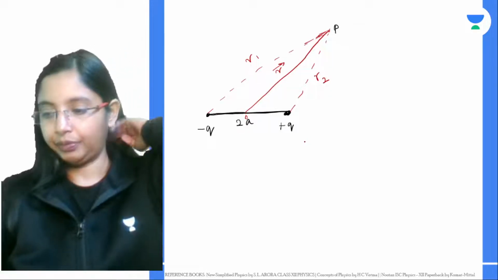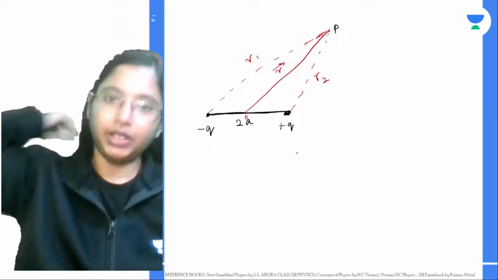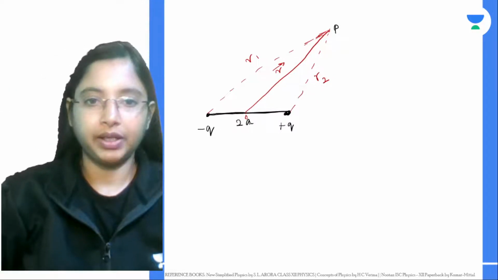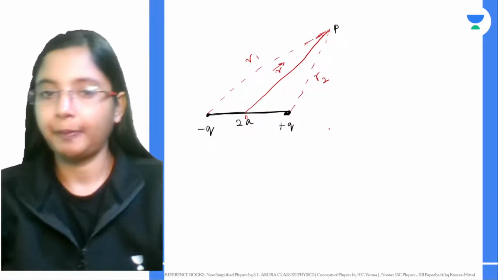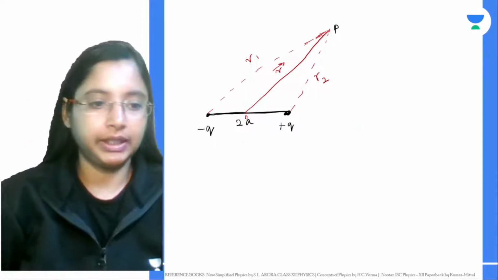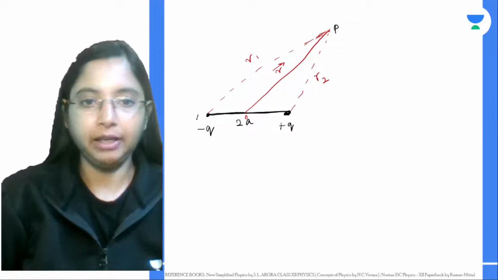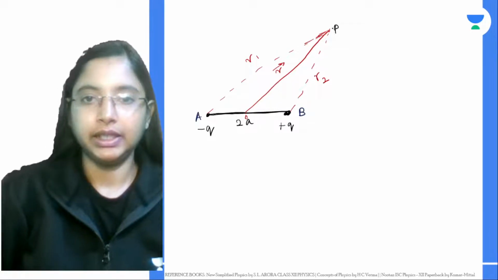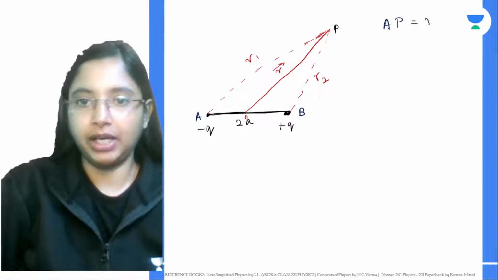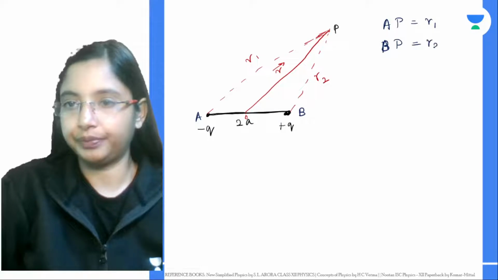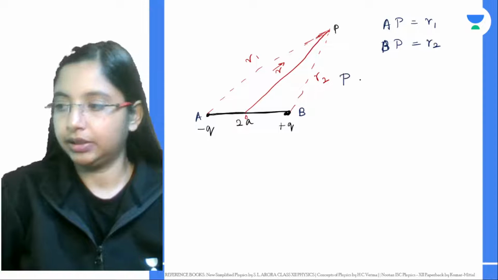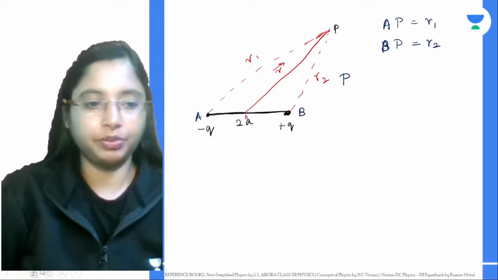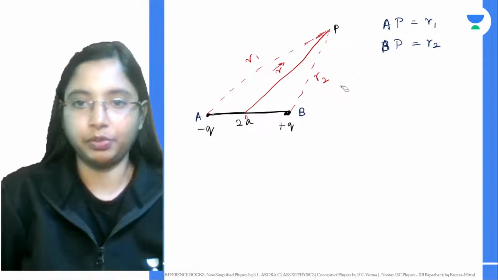Now we can give all of these quantities a name. You can say this is A, B. So AP is R1 and B to P is R2. So what is the net potential, the total potential, at point P?